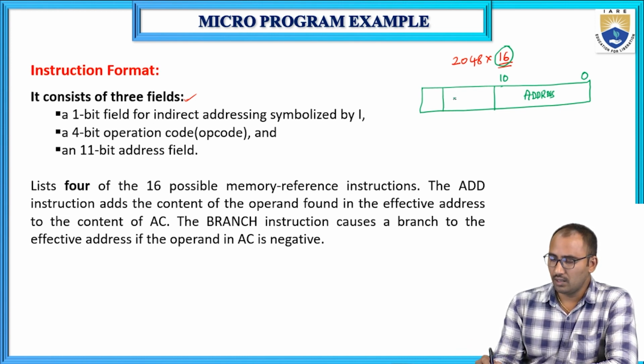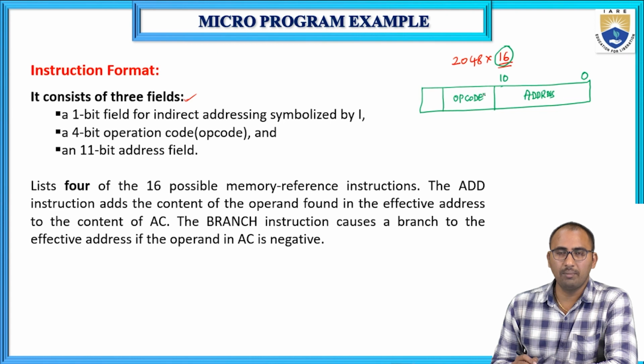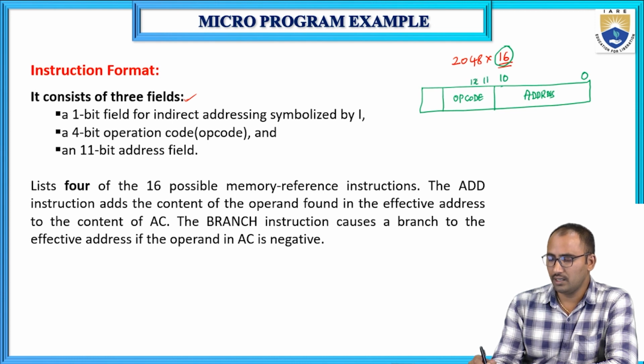Next field is the opcode. The opcode specifies the operation to be performed. This opcode field occupies 4 bits. 4 bits means 11th bit, 12th bit, 13th bit, 14th bit. So in total it occupies 4 bits.